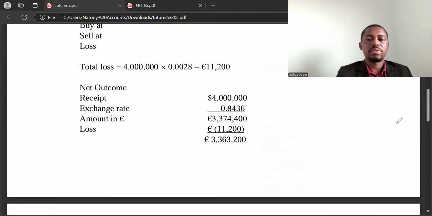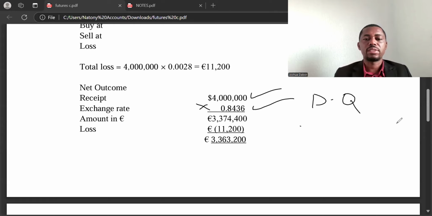So if the company received that money, received the $4 million, the company will exchange it at what? This amount. And remember that this is a direct quote. And for direct quote, while converting, you do what? You multiply. So this will be the final amount that the company will have received if the company had not hedged this transaction. But now the company has hedged this transaction and the company has made a loss of what?